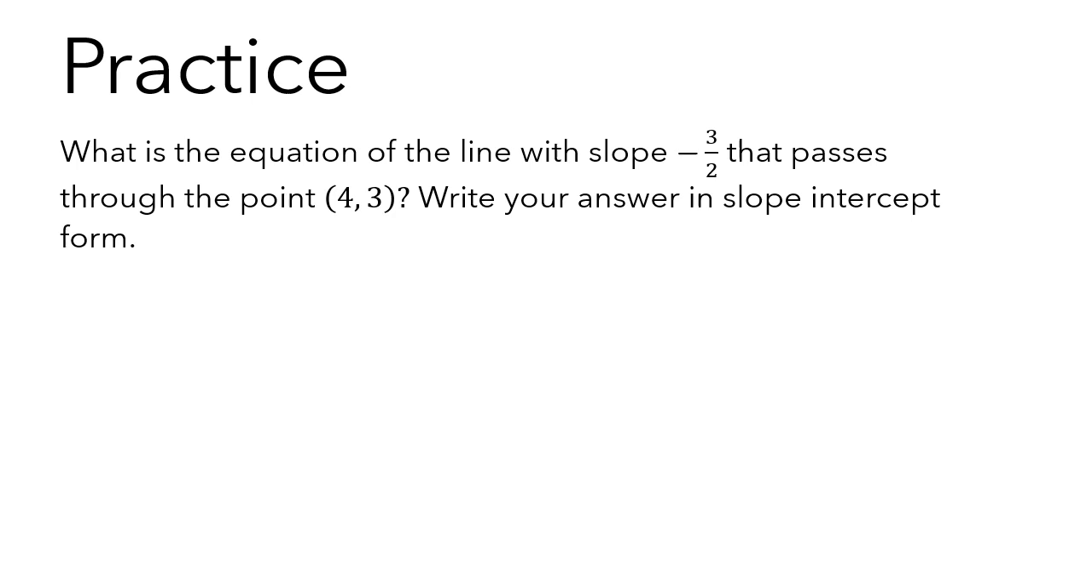Alright, in this question it says, what is the equation of the line with slope negative 3 over 2 that passes through the point 4, 3? Write your answer in slope-intercept form. So we've got to use the point-slope form equation, which let me rewrite: y minus y1 equals m times x minus x1. And then we're going to have to change it to slope-intercept form. Remember that slope-intercept form is y equals mx plus b.